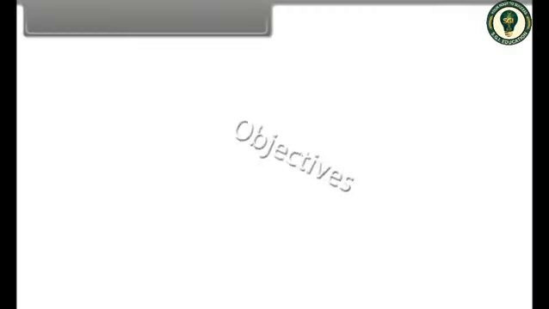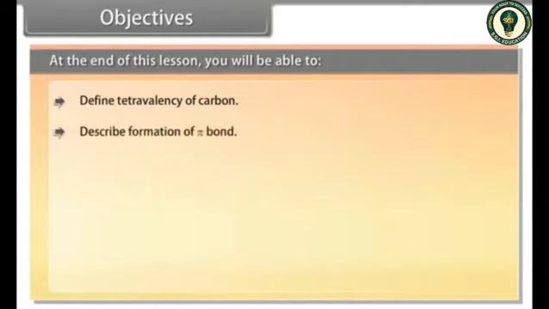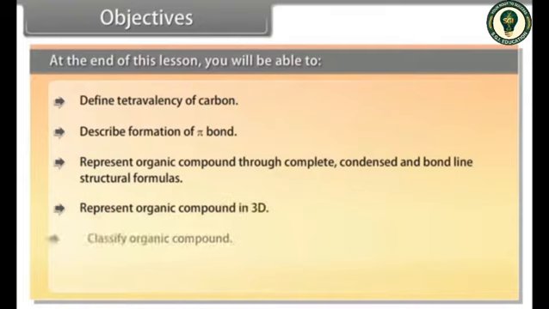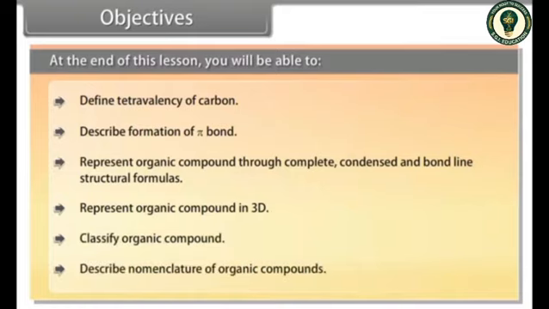Objectives. At the end of this lesson, you will be able to define tetravalency of carbon, describe formation of pi bond, represent organic compound through complete, condensed and bond line structural formulas, represent organic compound in 3D, classify organic compound, describe nomenclature of organic compound.